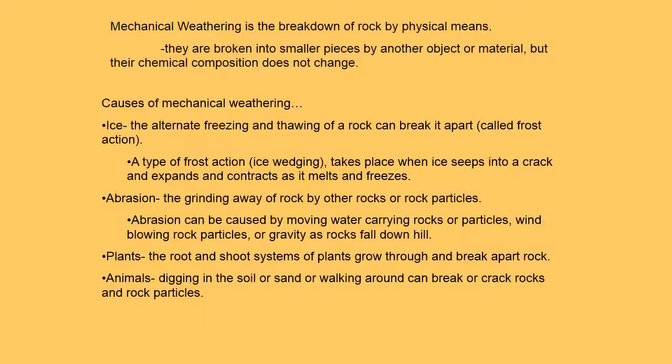During mechanical weathering, rock is broken down into smaller pieces by another object or material, but its chemical properties do not change. Think of a wrecking ball smashing a brick building for a blatantly obvious example. In nature, a variety of things can cause mechanical weathering. Animals digging in the soil or sand, or just walking around on top of it, can cause rock particles to break or crack. Similarly, the growing root and shoot systems of plants can reach into existing cracks in rocks and cause them to expand, eventually causing the rock to break.